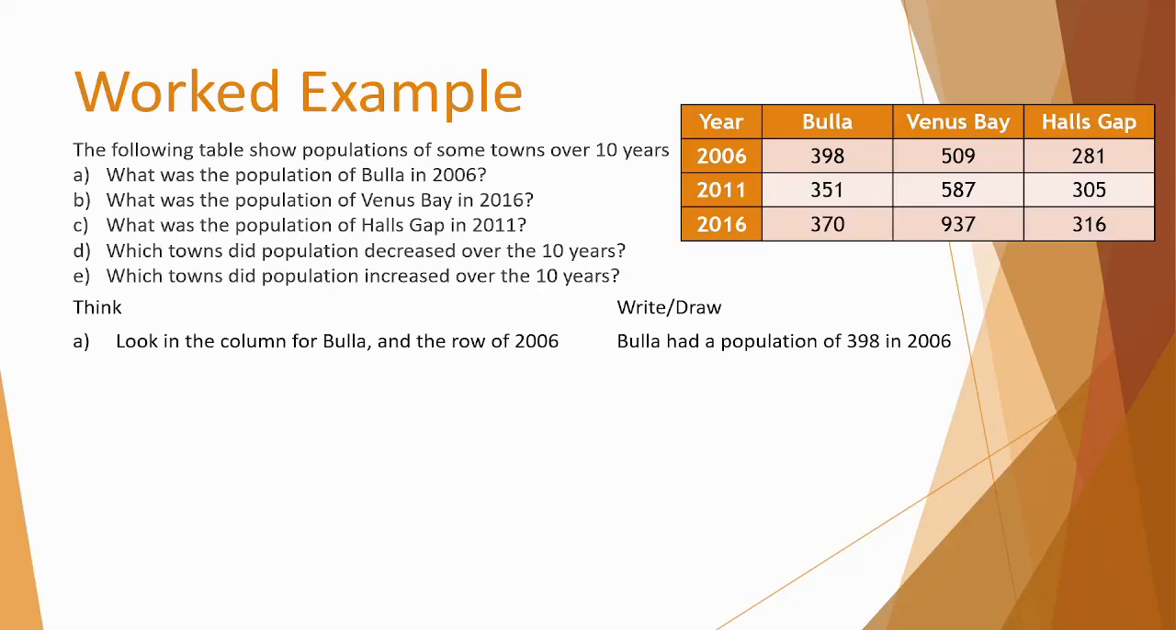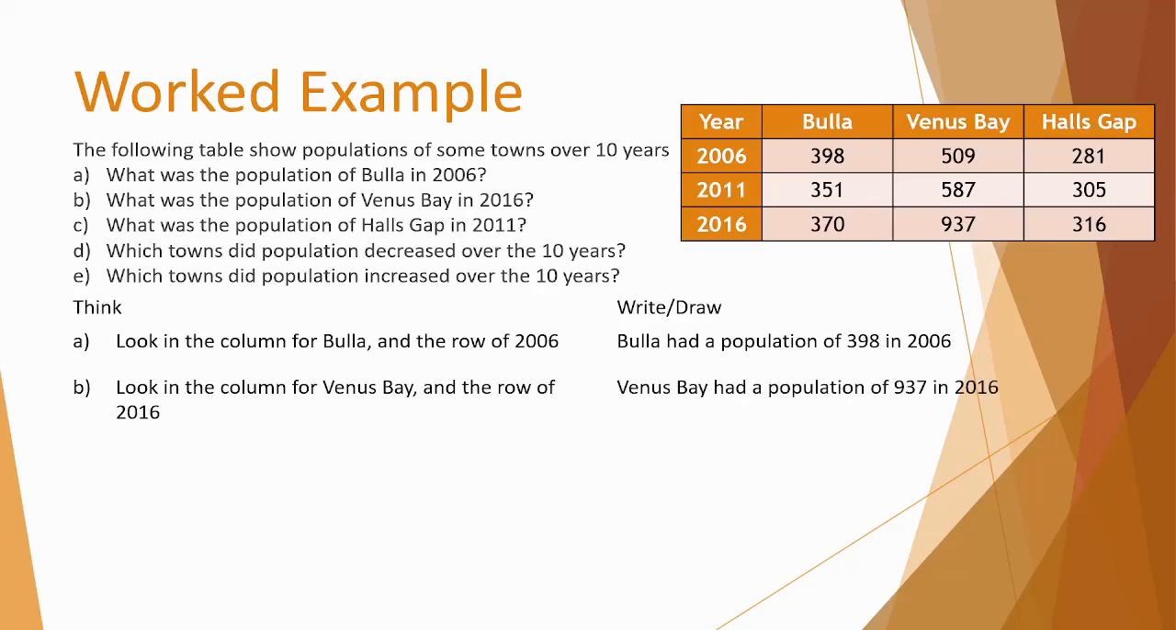For question B, what is the population of Venus Bay in 2016? I will do the same thing. So I'll look at the column for Venus Bay. I'll look at the row for 2016, and I will see that number is 937. So I'm going to write down Venus Bay had a population of 937 in 2016.